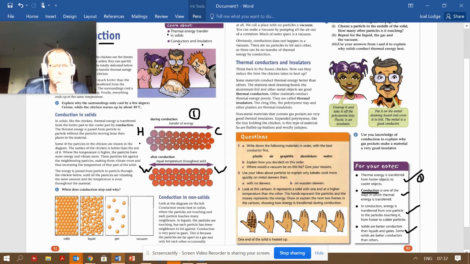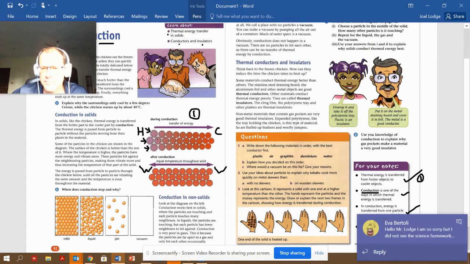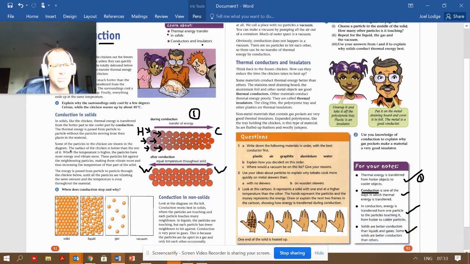A really good thing to note in this diagram is that at the hot end, we can see that these particles are vibrating a lot more. They're taking up a lot more space, and we know that from the expansion topic that we did. What's happening is the vibration is being passed along from particle to particle without the particles moving from their places in the material. They're just knocking into the next one.